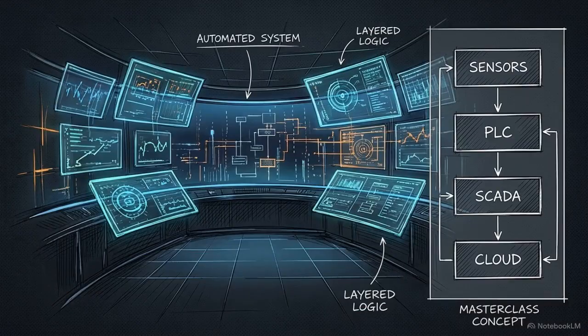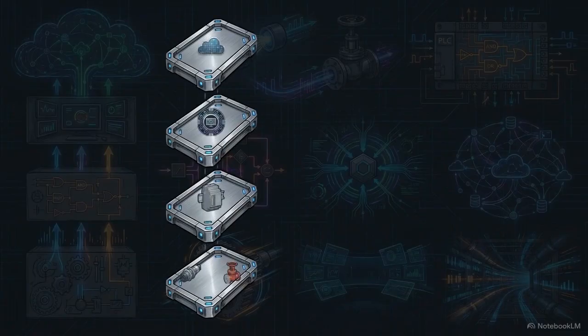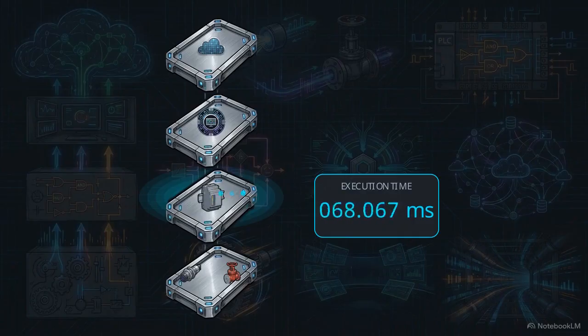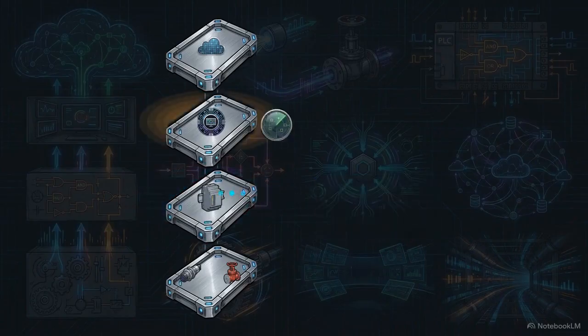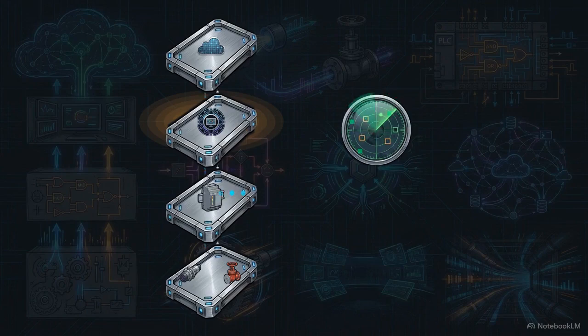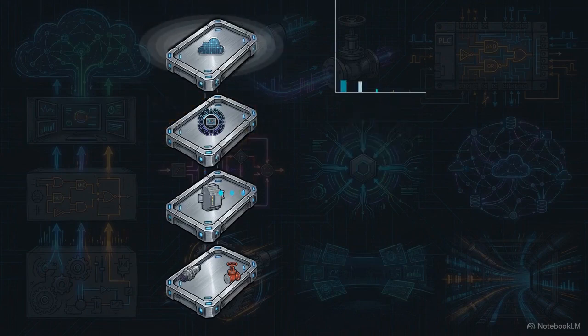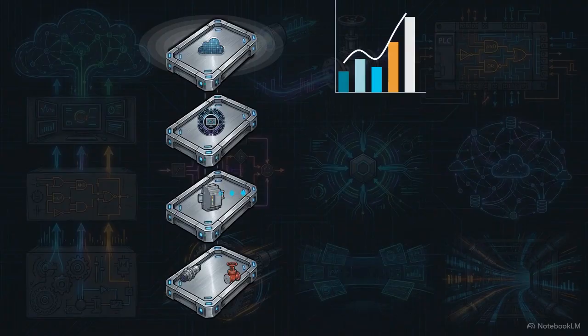Look at the completed structure. This exact configuration is known as the industrial automation hierarchy. It guarantees 3 specific capabilities. First, real-time control, handled entirely by the PLCs. Second, centralized monitoring, provided by the SCADA systems. Third, global data analysis and long-term optimization, executed by the cloud.